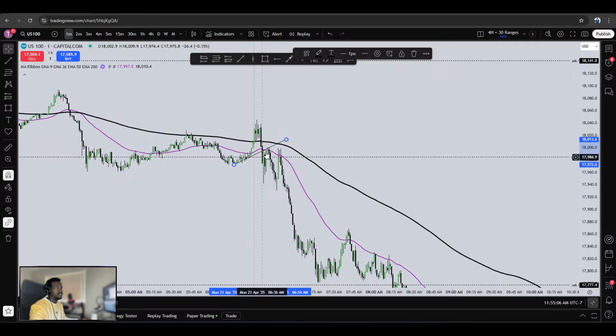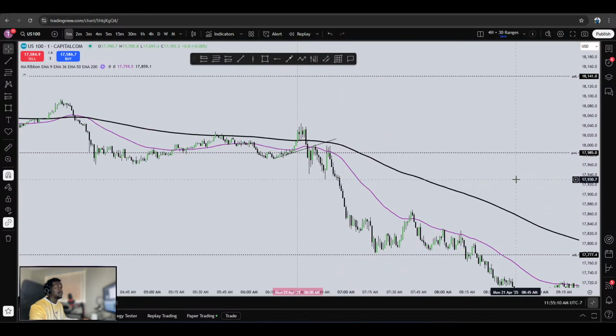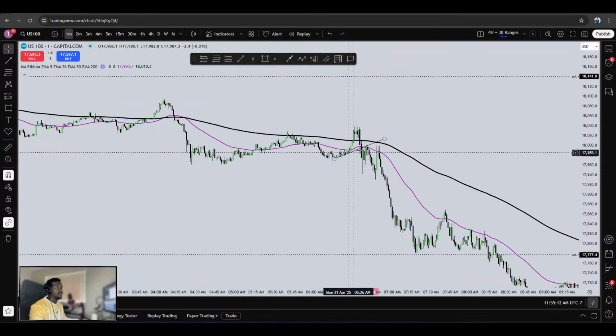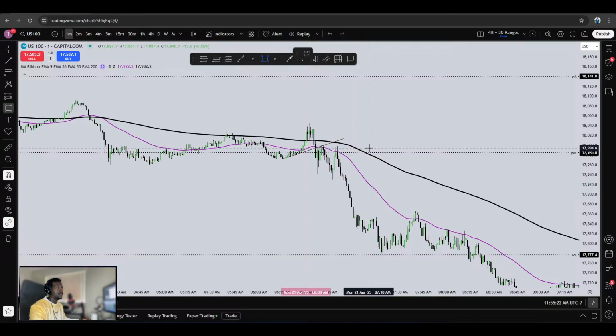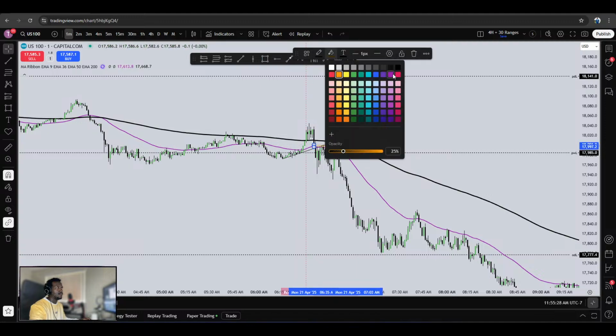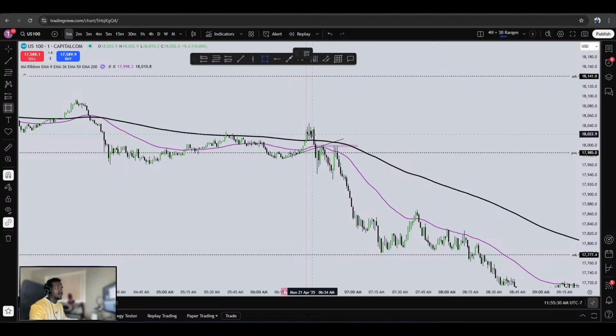I think I'd be skeptical taking a trade here, but I've seen a couple of examples where this happens. As long as 50 is below 200, it broke. We do have a fair value gap over there. So what I'd probably do with this one is mark that first fair value gap that I'm seeing over there, and then there's another one here, and that one is just fine.